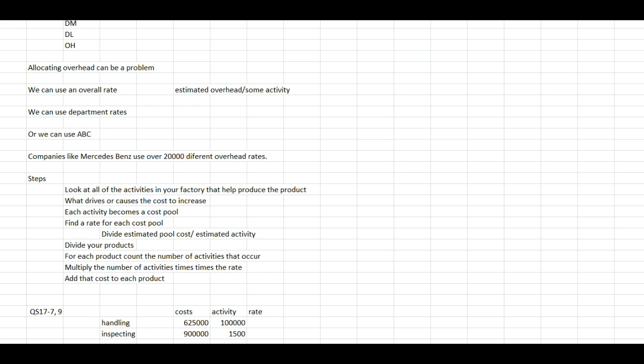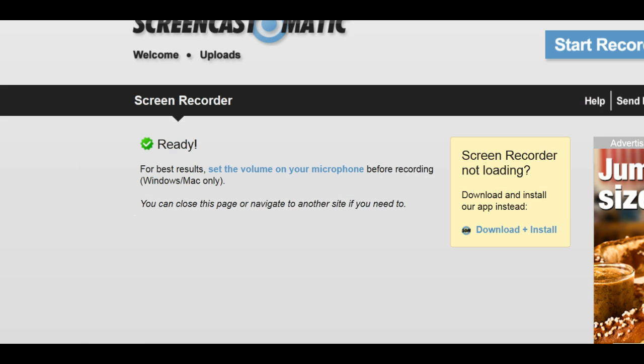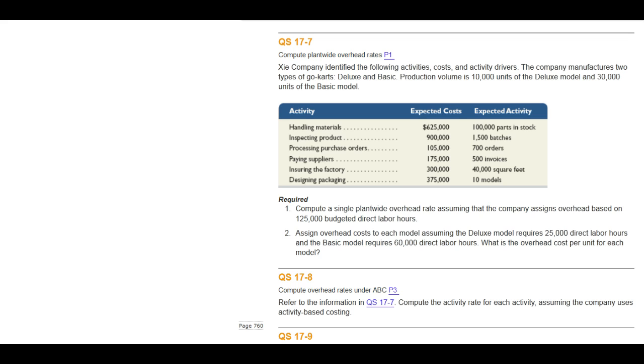So here's an example, and our example is, whoops, I started filling it out here. Whoops, that's not it. Here we go. Our example is QS 17.7 on page 759 of the book. So I'm just going to take a look at this. We've got 6 different overhead activities. These are all overhead, right? They're all occurring in the factory. They're not labor. They're not material. Separate things. So for example, we're just going to look at the first 2.